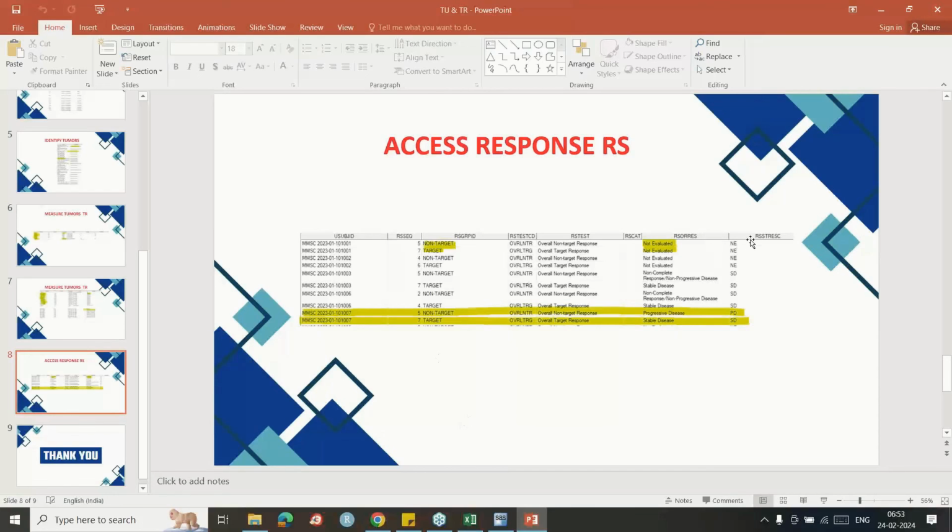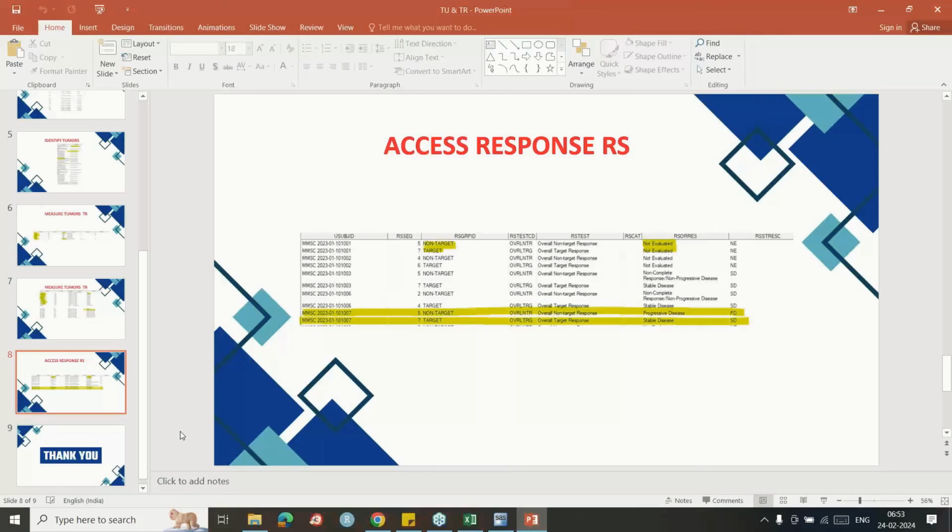So we can get the response from here. Based upon their measurement, in the raw dataset they have given the responses. That response variable we need to map here. Okay, so this is the response. So these are the interlinked domains.